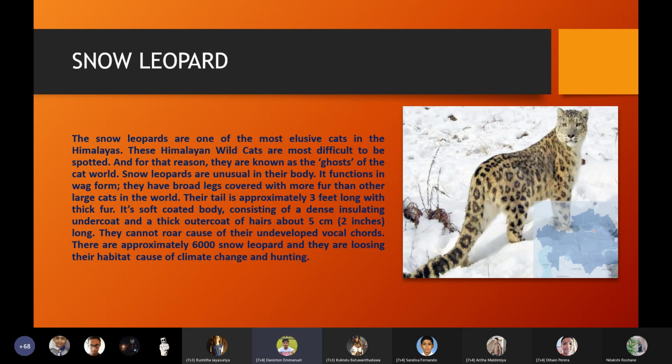Its soft-coated body consists of a dense insulating undercoat and a thick outer coat of hair about 5 centimeters long. They cannot roar because of their undeveloped vocal cords. There are approximately 6,000 snow leopards, and they are losing their habitat because of climate change and hunting.